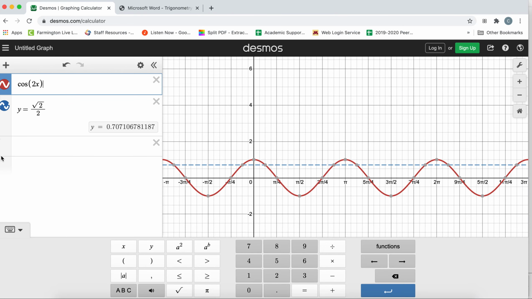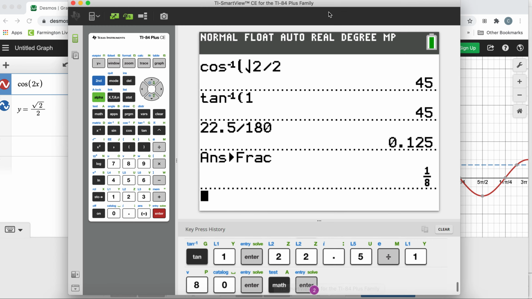You could also double check them here on Desmos. See how it says pi over 8 right there, and then 7 pi over 8, and 9 pi over 8, and 15 pi over 8. So there is our double angle example.